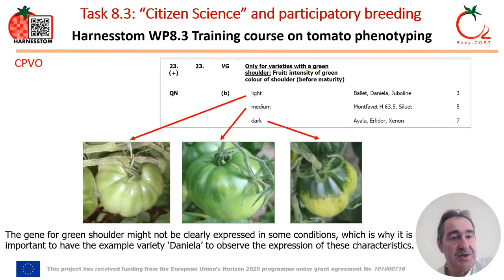In addition, trait number 23, always dedicated to genotypes having the green shoulder, defines the intensity of the green color, being light, medium, or dark. As for the other traits related to the green shoulder, the protocol recommends to take comparisons with the reference varieties, as the trait may be influenced by environmental conditions.